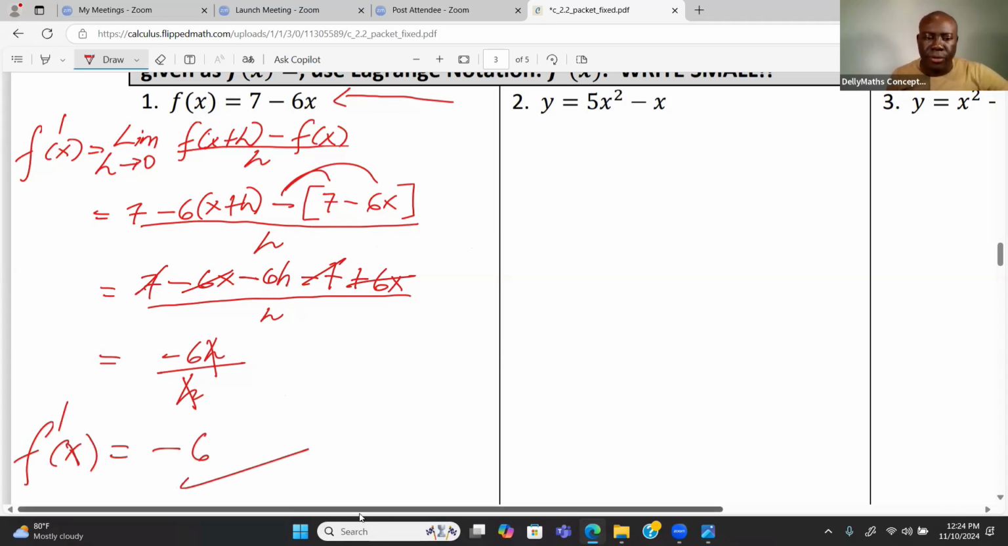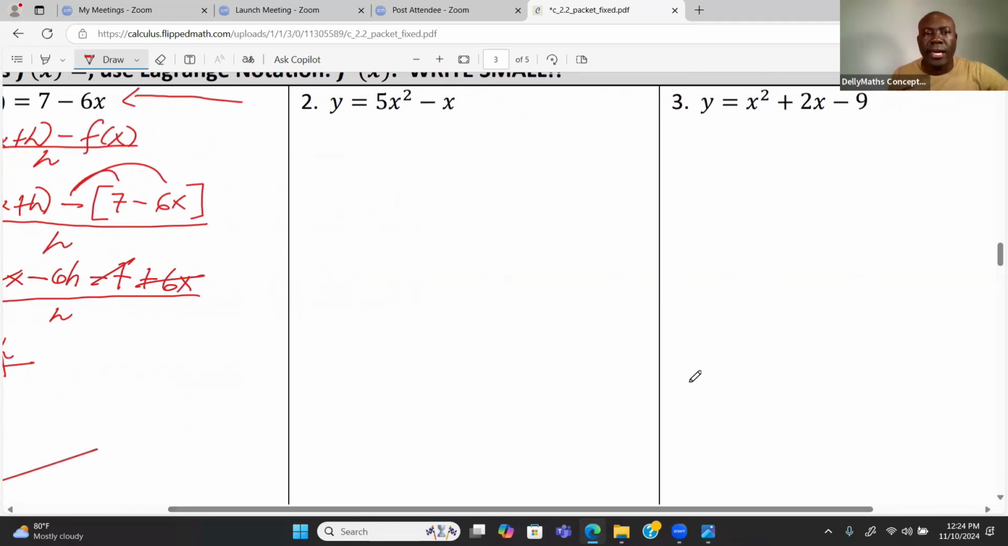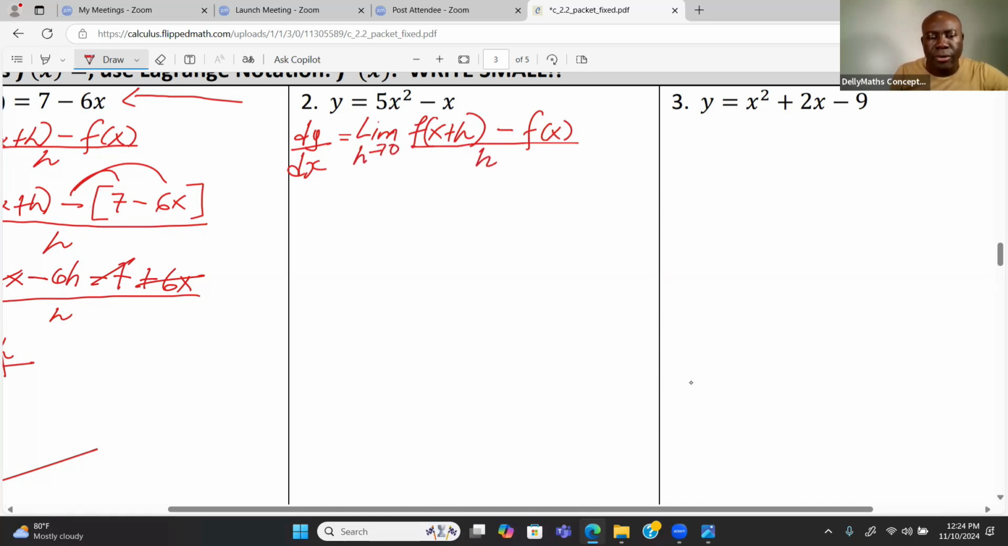Let's take a look at the second problem. In the second problem here, we're finding the derivative of 5x squared minus x. So basically, the principle remains that dy dx, which is the derivative of that function, is equal to the limit of f of x plus h, and we're going to subtract the entire function f of x, and then we're going to divide this by h. But remember, h is tending to 0.